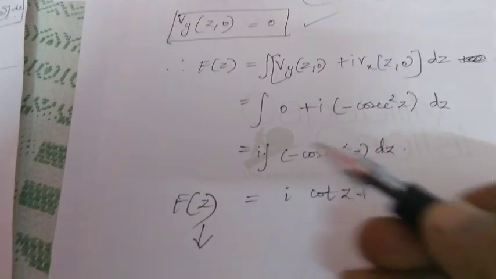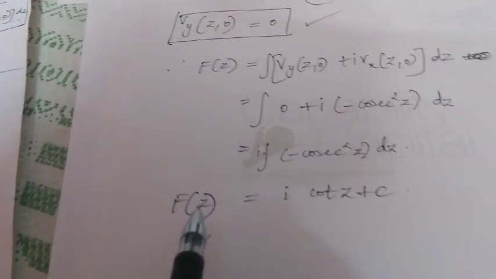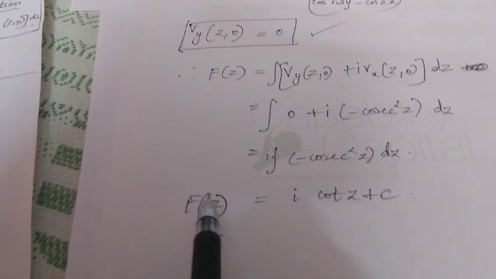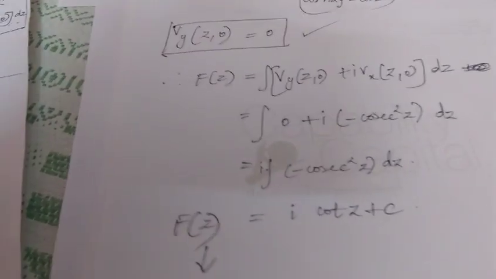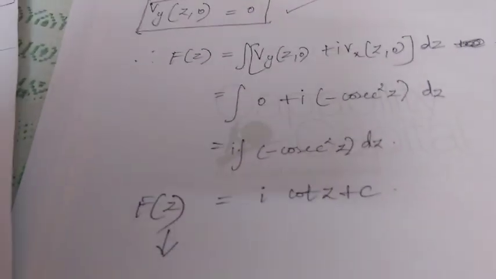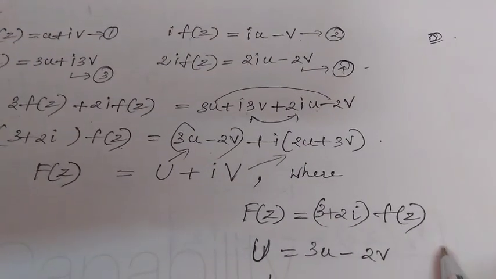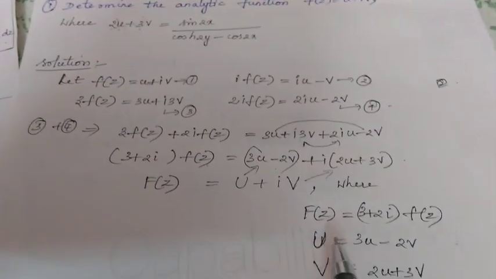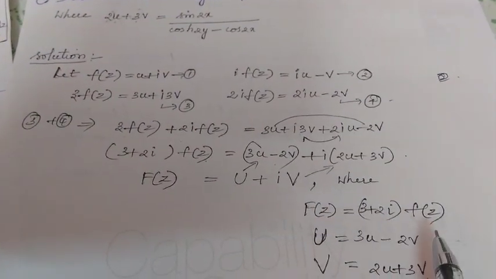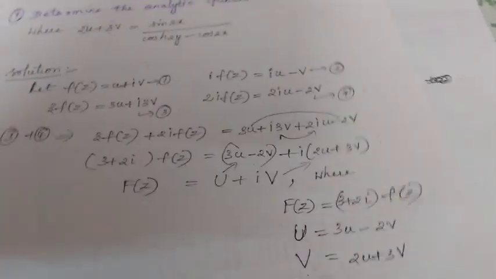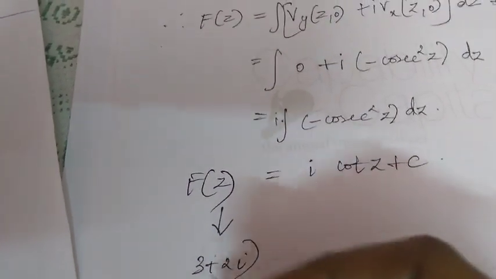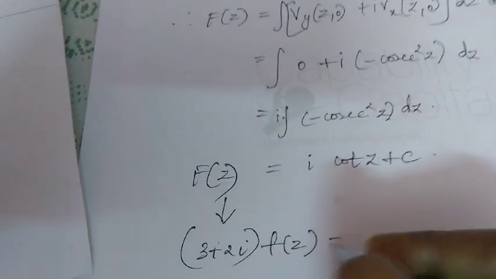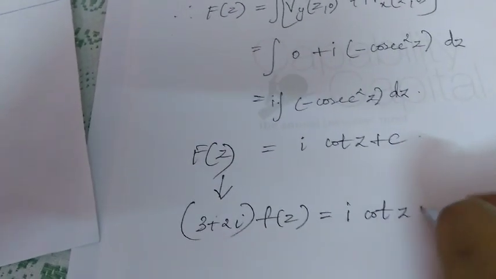And now the final step. Capital F of z should be replaced in the form of small f of z. Already we have defined capital F of z for this problem: it is 3 plus 2i into small f of z. We'll replace this now. So I'm going to write capital F of z as 3 plus 2i into small f of z, and that's equal to i cot z plus c.